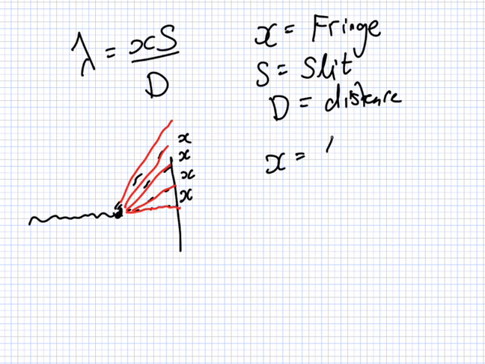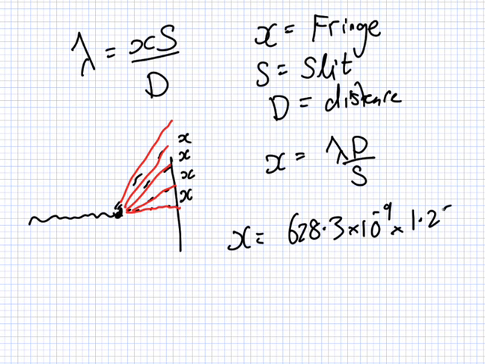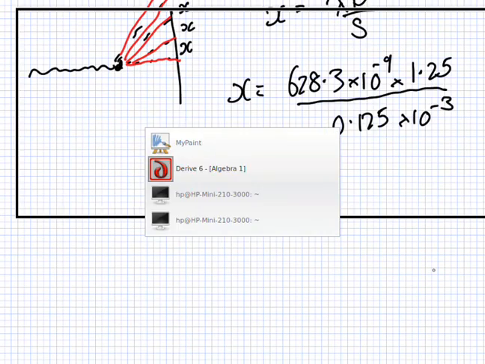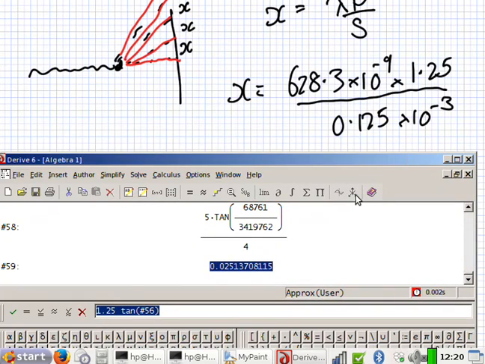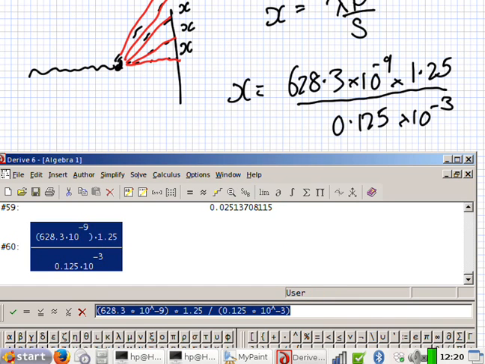So x equals lambda d over s. So x equals 628.3 times 10 to the minus 9 times 1.25 all over 0.125 times 10 to the minus 3. So if I type that all in, 628.3 times 10 to the power of minus 9 times 1.25 divided by 0.125 times 10 to the power of minus 3.